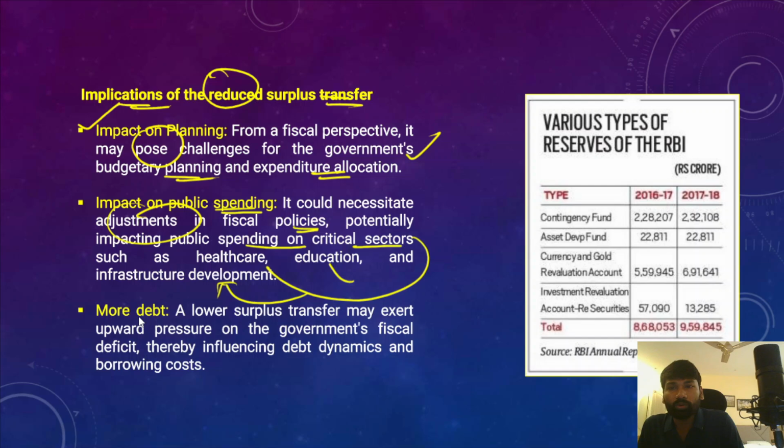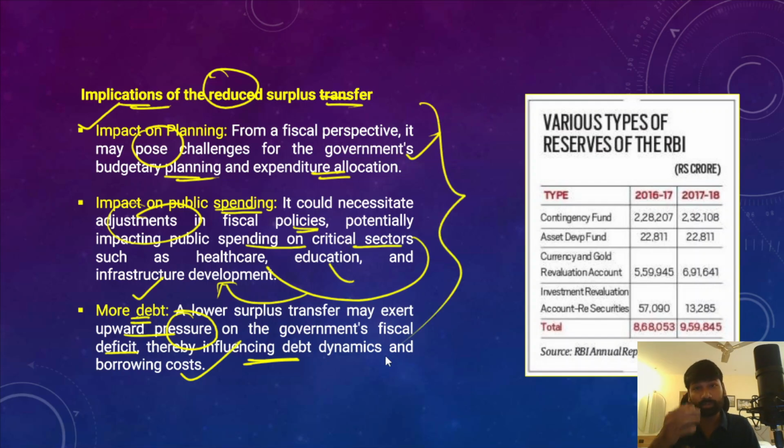Now, the government has to depend more and more on debt, because the transfers from the RBI to the government declined. So the government will depend more on debt. So lower surplus transfers may exert upward pressure on the government's fiscal deficit, thereby influencing the debt dynamics and borrowing costs. Okay, so all these factors pose serious implications. Okay, so these are the implications of declining surplus transfers from the RBI to the government.